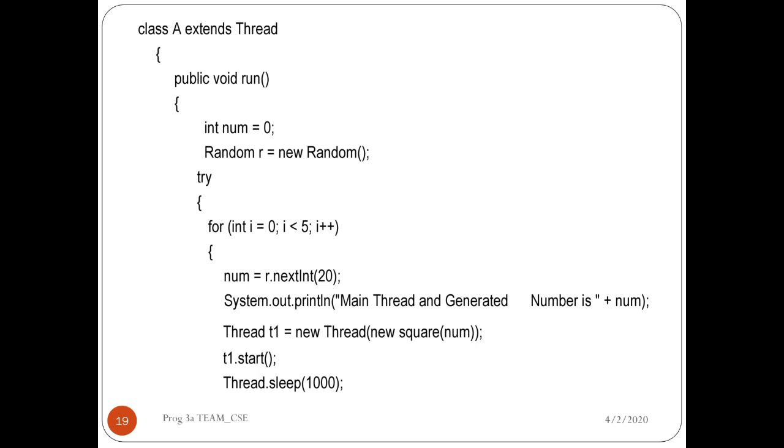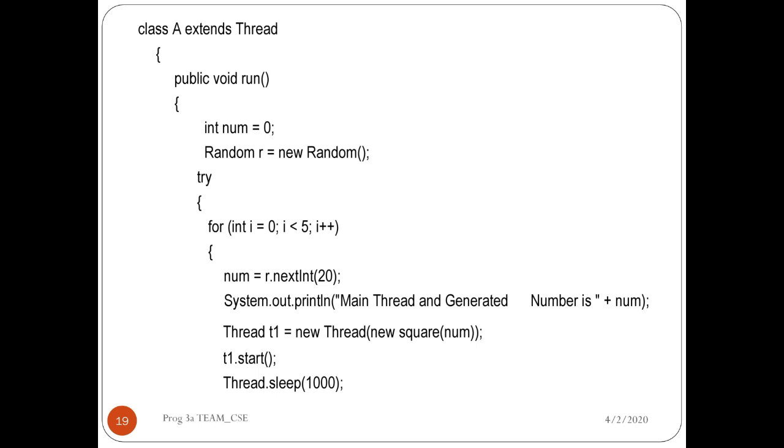Next, the Random class we are using here. Random r, the object of the Random class, is equal to new Random. So r is one random object created here. Next, we will use the exception handling mechanism. Try and catch block will be used here. Inside the try block, we will write a for loop for int i = 0, i less than 5, i++. Five times it is going to repeat.